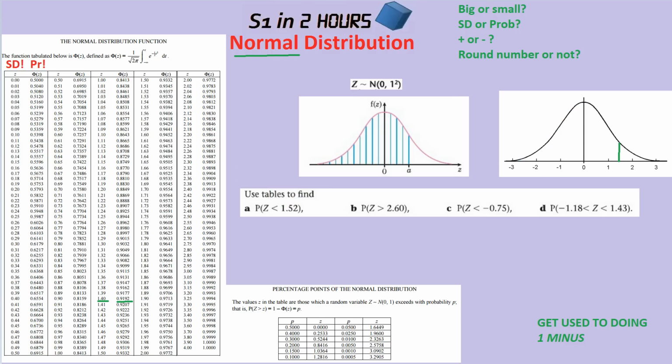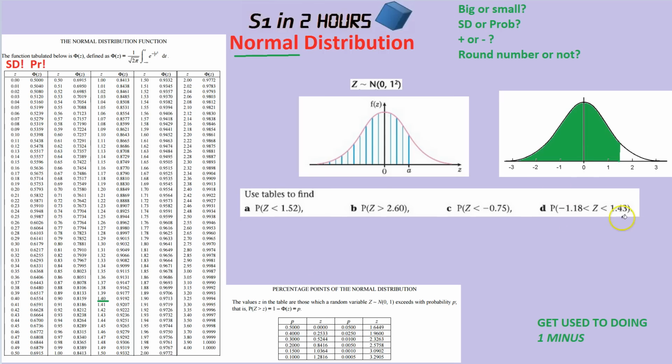Okay, let's go back. There's a few other things we need to bear in mind as well. We need to bear in mind if we're looking at the big area or the small area. So in this question, how did I know that it was to the left? Well, because these probabilities are always to the left, so it's going to be the big bit over here, which makes sense. It's 92%, it's this big area.